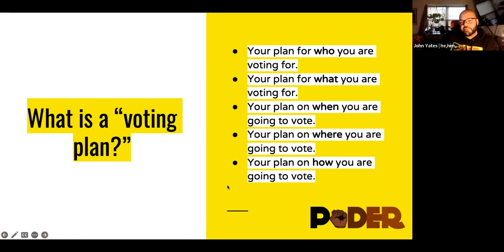Yeah. So a voting plan is the who, what, when, where, and how you're going to vote. The who and the what is the research part. The when and the where is, if I'm going to vote in person, where am I voting, when am I voting, and based on that, what's the location and what time, so I can set the alarm and make sure I show up. And if you're not voting in person, it's requesting an absentee ballot, voting from home, and making sure you submit it by the deadline.